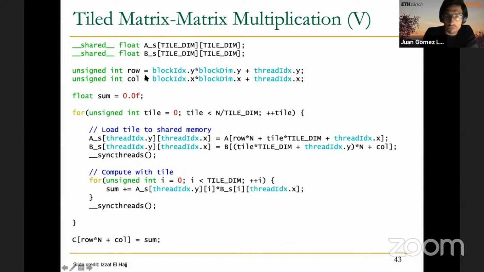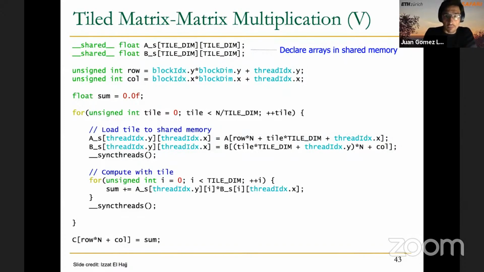But again, we need to use row and col, the same way we calculated before, to access the elements of the matrix C that has been assigned to each individual thread. Notice how here we declare the arrays in shared memory with the shared qualifier, defining the exact size of the tiles. This tile width is a constant, so this is a static allocation.